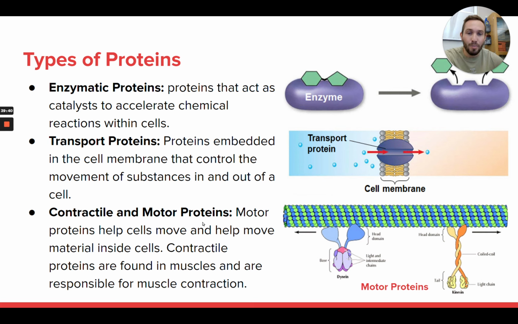There's also contractile and motor proteins. These are proteins that are involved in movement. So when there's movement taking place inside of a cell, or on an organism level, an organism moving, that almost always has to do with proteins. Proteins are responsible for moving things in specific places inside the cell. Inside the cell, there are motor proteins that can grab onto things and move them to different locations inside the cell. They can also help cells physically move in their environment.